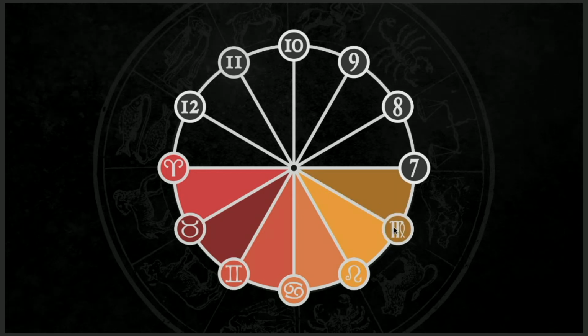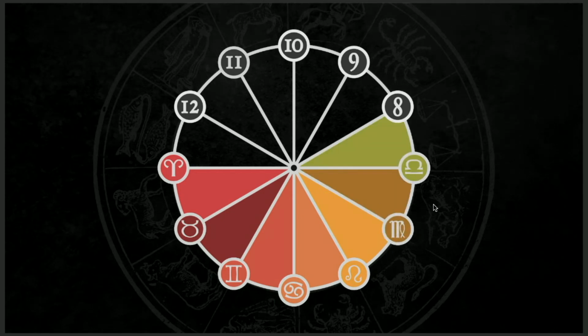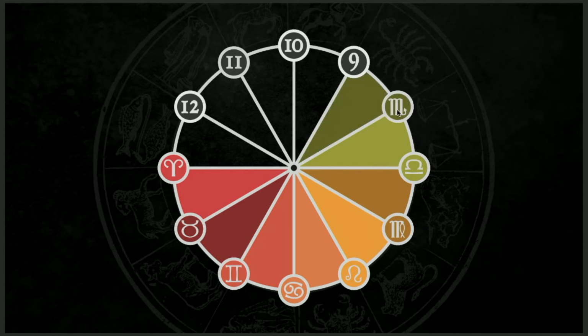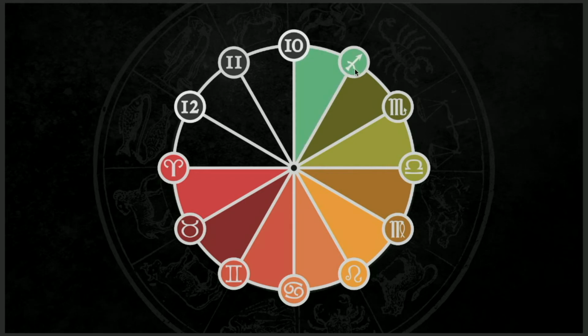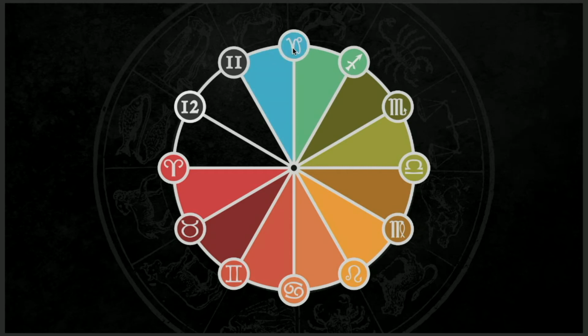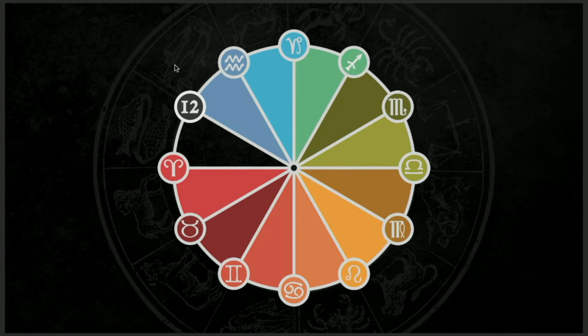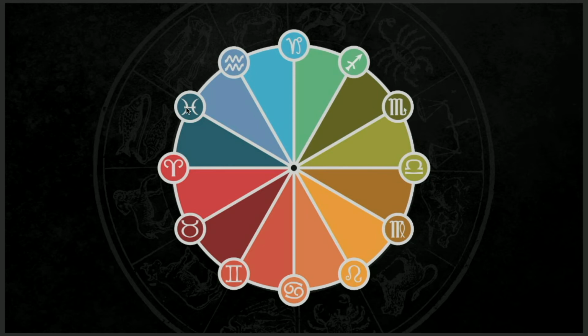The 6th sign is Virgo, the Virgin. The 7th sign is Libra, which is the scales. The 8th sign is Scorpio, which is the scorpion. The 9th sign is Sagittarius, which is the archer. The 10th sign is Capricorn, the goat. The 11th sign, Aquarius, the water bearer. And the 12th sign is Pisces, which is the 2 fishes. So there we have it. We have built the wheel of the zodiac.